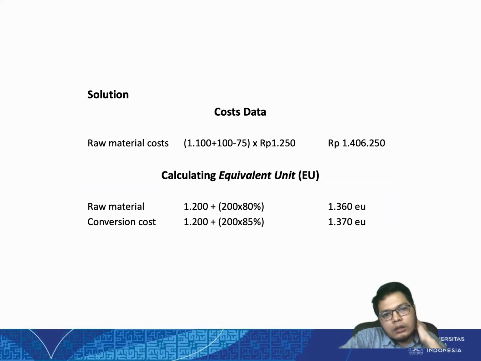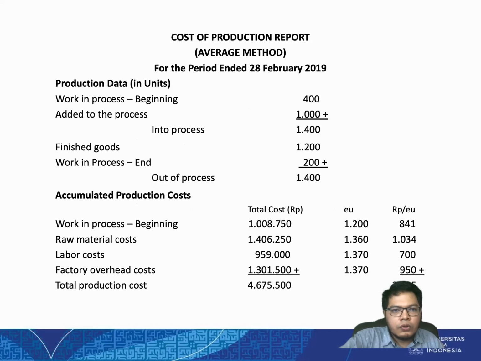And this is from calculating equivalent unit, because we have this finished good 1,200 and we have 200 of work in progress, work in process. So this one we calculate with the percentage that is already available as information, and we get this number of equivalent unit.